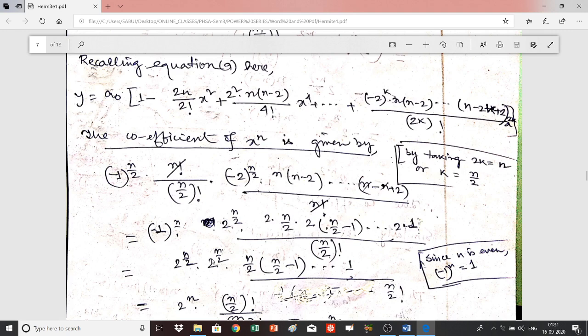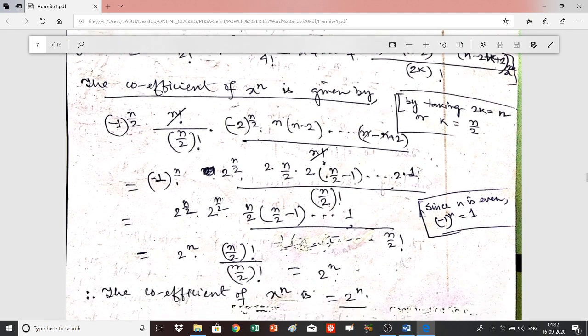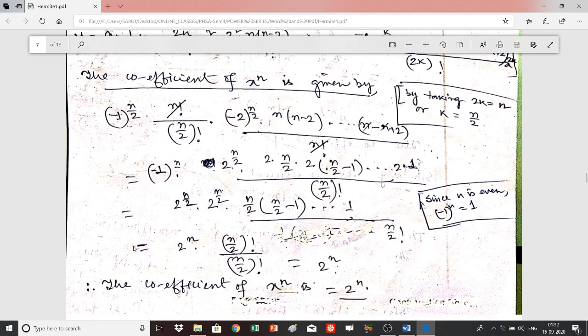So you can write it as 2 from here, 2 from all other terms, and 2 from n by 2 terms. It will give 2 to the power n by 2, and another 2 to the power n by 2 was there previously. So 2 to the power n by 2, and from this series another 2 to the power n by 2, and then the rest of the series is n by 2 into n by 2 minus 1, in this way the last term is 1, by n by 2 factorial. That will give you 2 to the power n, and the rest is nothing but n by 2 factorial by n by 2 factorial. So the coefficient of x to the power n is 2 to the power n.